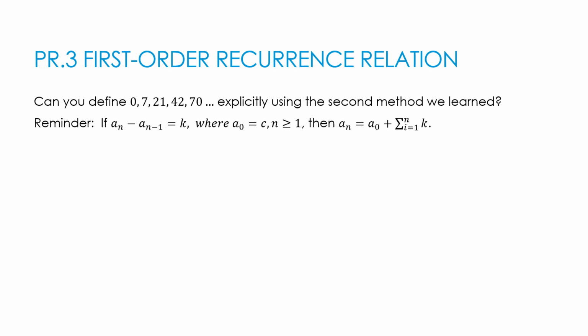This should be a pretty simple question. I've given you the formula that we just came up with. What I'm asking is, can you use what you know to write this sequence explicitly? Which means I want you to write a sub n equals something explicitly. When you are ready, when you've tried this question fully, press play to see how you did.